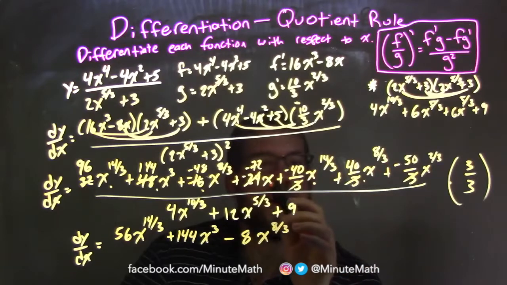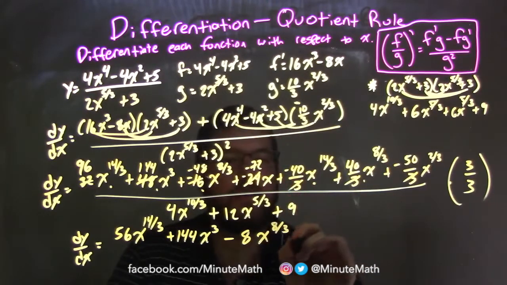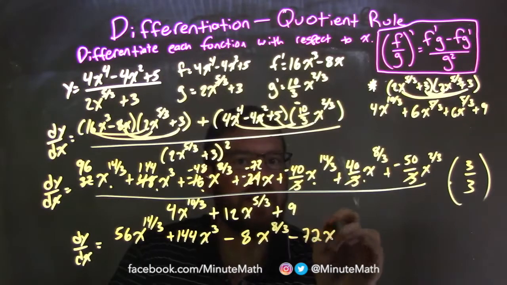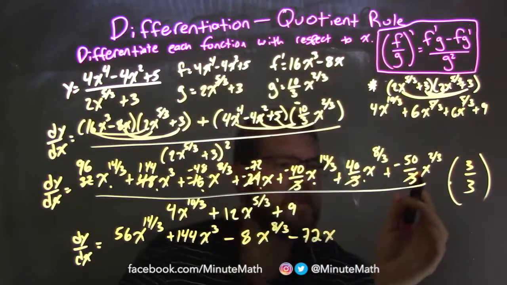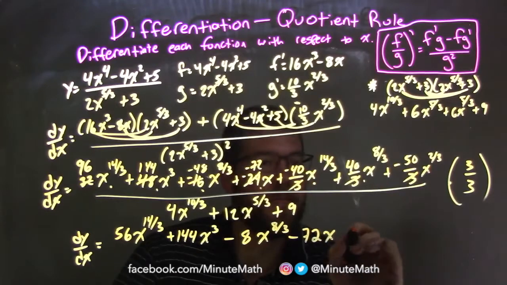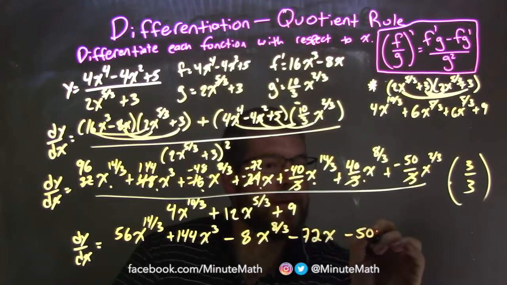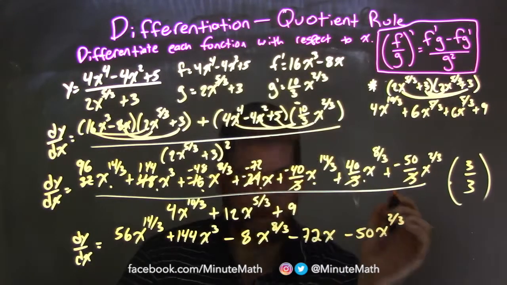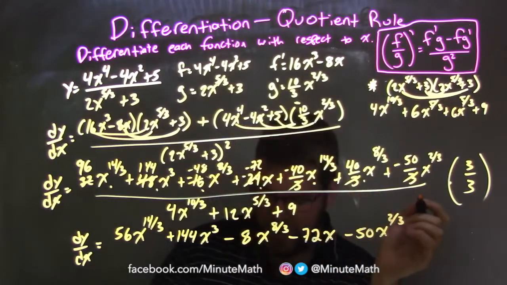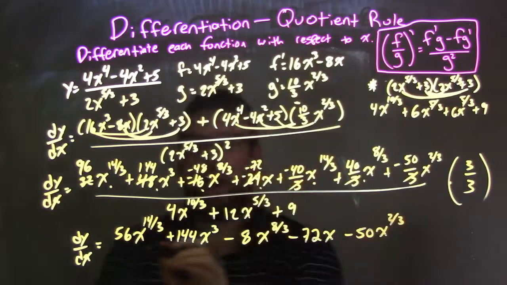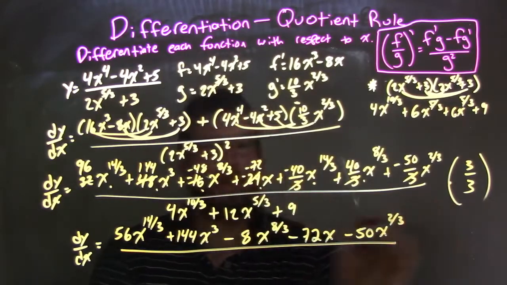Then what's next? I have x to the 1st power. Negative 72 is just by itself, so the negative 72 x to the 1st power. And then lastly, I have x to the 2/3 power, and that's a negative 50 x to the 2/3 power. Okay? Let's double check I got everything. I think I did it. That is correct. All over, now let's not forget to distribute that 3 toward the denominator.